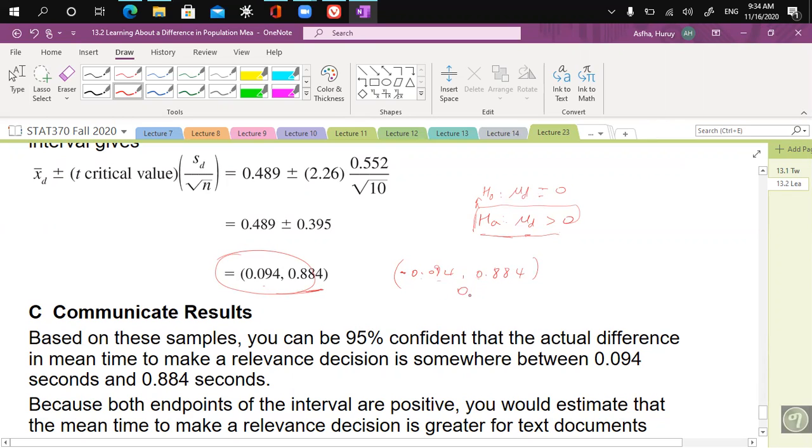That interval includes the 0. In this case, we wouldn't reject the null hypothesis, because our null hypothesis says the mean is 0, and 0 is still in the interval. Therefore, we would fail to reject the null hypothesis in this case. But here, if the interval doesn't include the 0 value, then we would reject the null hypothesis. Okay.